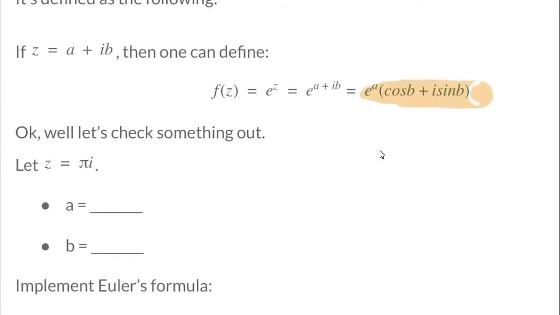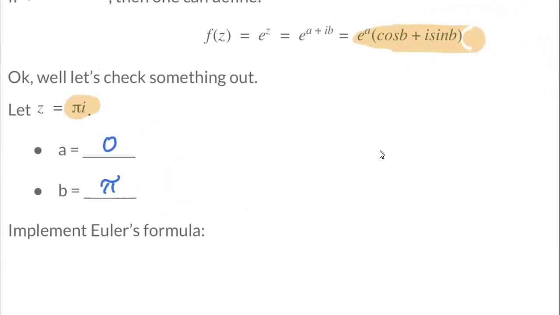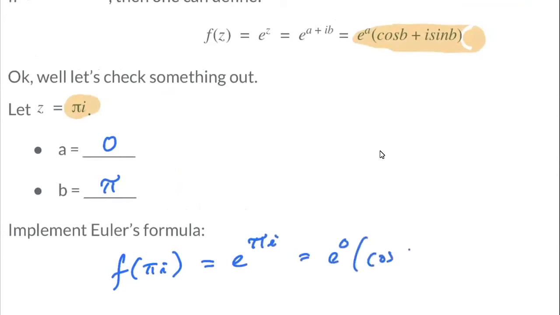evaluate this function when z equals pi i. So we have this complex number, z equals pi i. We only have an imaginary part, so we can assume that our real part is 0, and our imaginary part is going to be pi. So let's evaluate Euler's formula at pi i. So f of pi i is going to look like e to the pi i. And so that becomes e to the 0th power, because our a part is 0, times cosine b plus i sine of b, which we said was pi.